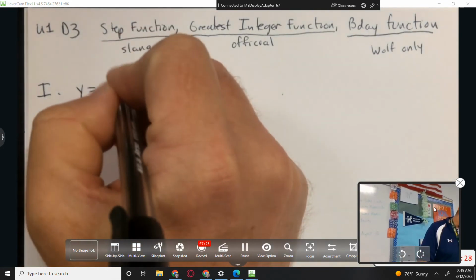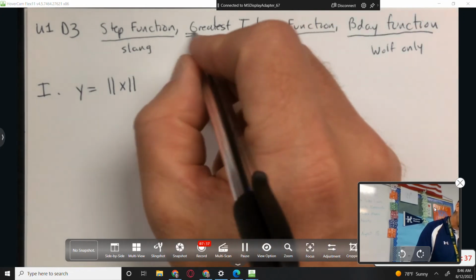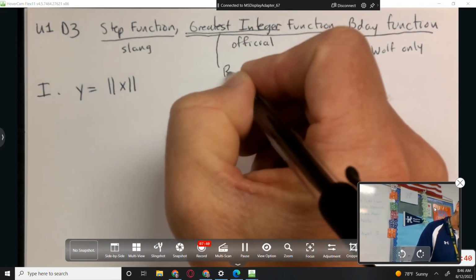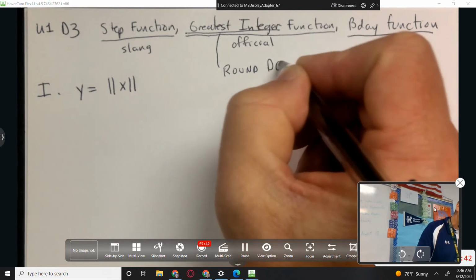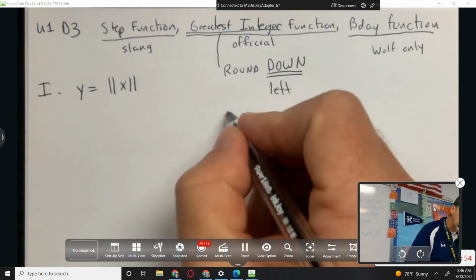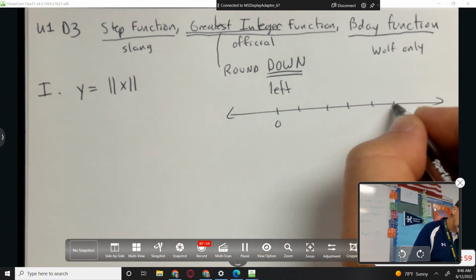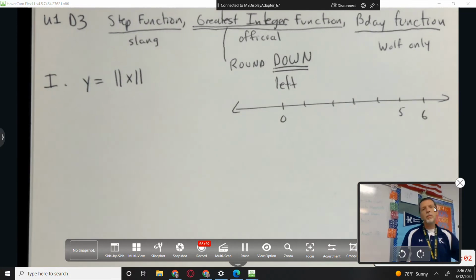All right, so it's the one with the 2 bars on it. And one way to say it, and why it's called the greatest integer function, is that you round down to the nearest integer. Round, but not to the nearest integer, down to the nearest integer. So you're always going down the number line, or if you're looking at a number line, you're rounding left. So we're going to look at some numbers between 5 and 6 in a minute. So you're always going to round down for the greatest integer function.